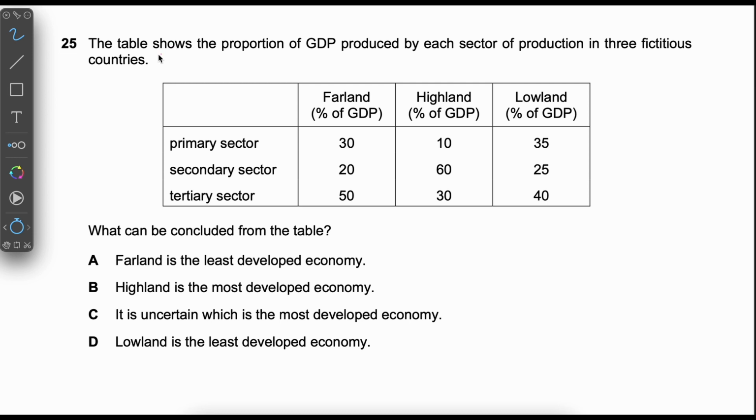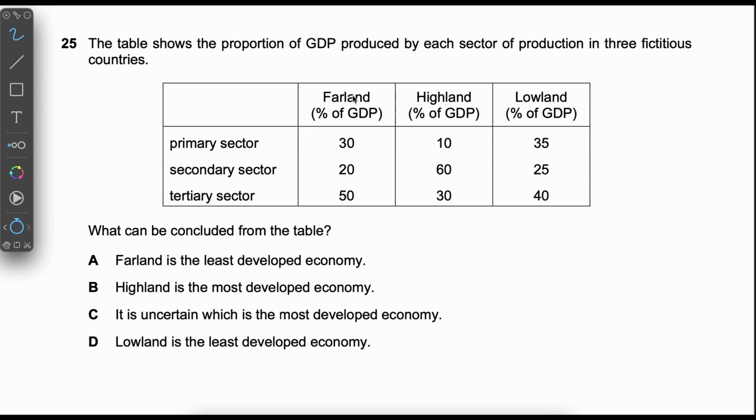Okay, 25. The table shows the proportion of GDP produced by each sector of production in 3 fictitious countries. What can be concluded from the table? So we've got primary, secondary, and tertiary. We should know that a more developed economy is going to have a bigger percentage of GDP from the tertiary sector, and the primary sector is going to have a lower percentage of GDP.